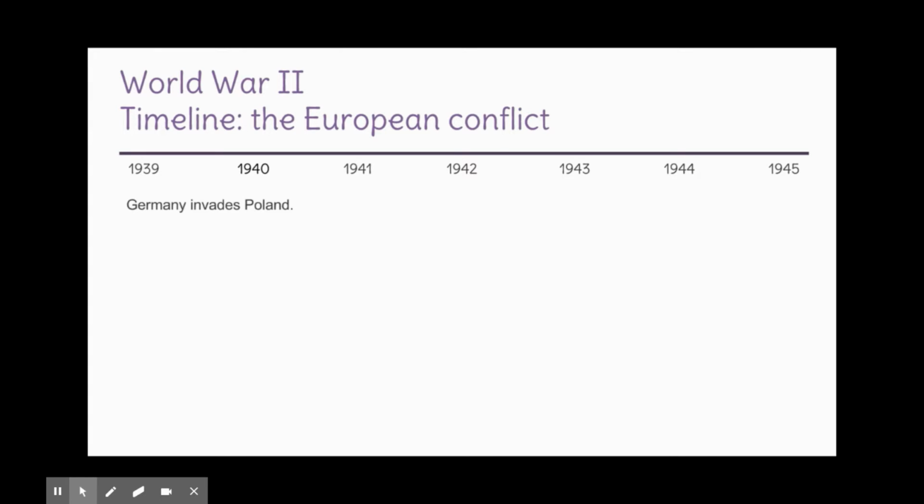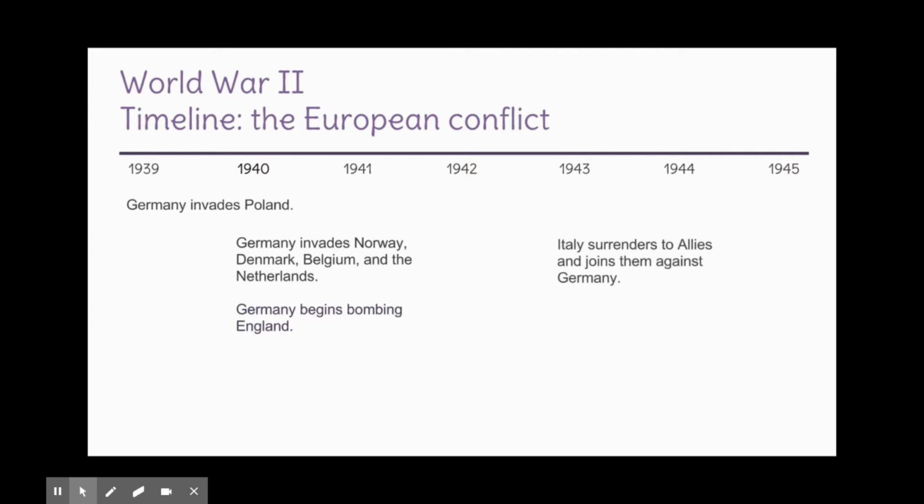The war began when Germany invaded Poland in 1939. In 1940, Germany invaded Norway, Denmark, Belgium, and the Netherlands. It also began dropping bombs in England. In 1942, Italy switched sides in the war and began to help the Allies fight against Germany. In 1944, many Allied soldiers landed in France and began fighting back. After 6 years of war, Germany finally surrendered to the Allies in 1945.